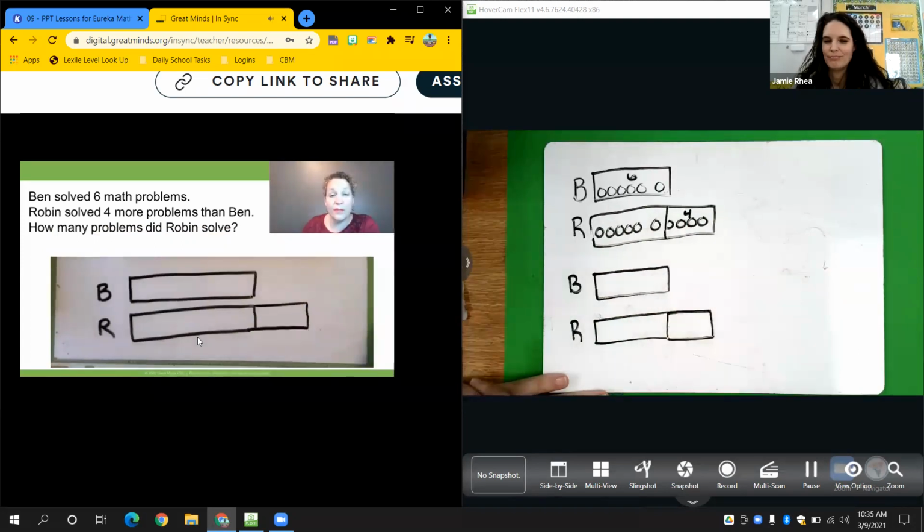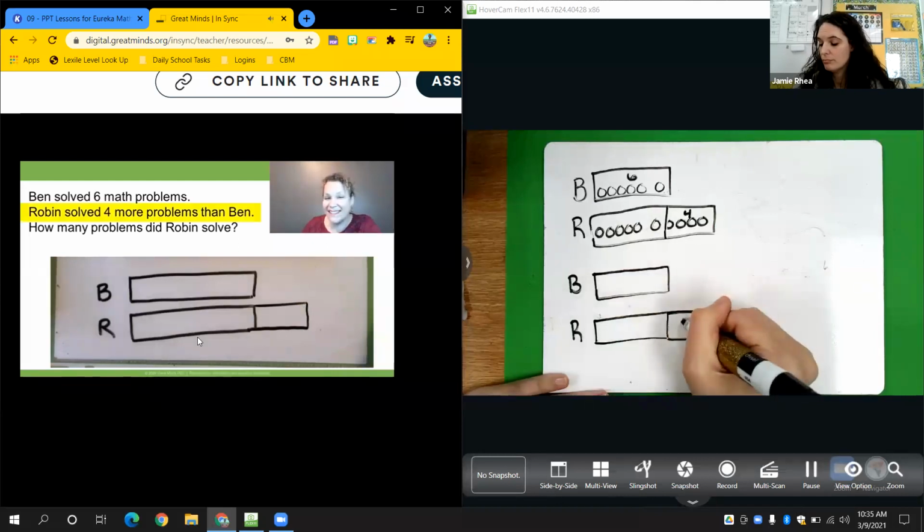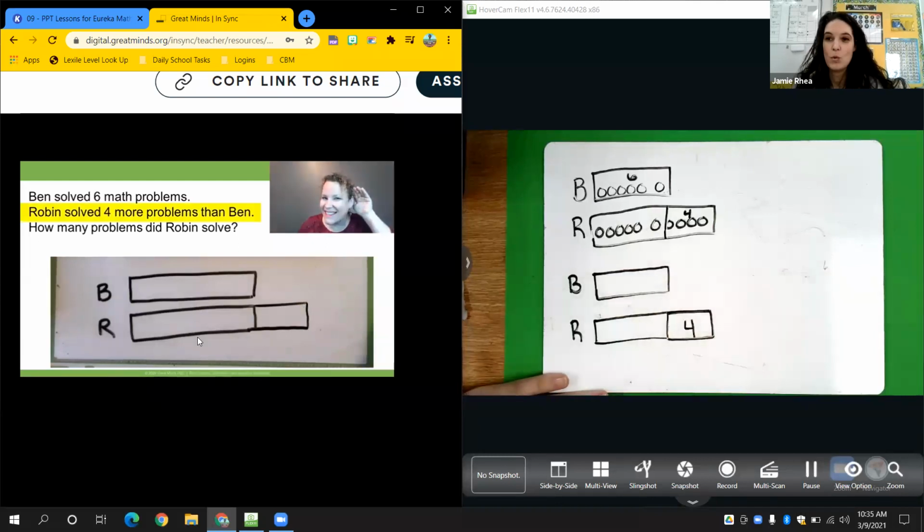How many more problems did Robin solve than Ben? 4. She solved 4 more problems. Will you point to the tape where I should write 4? We should write 4 right here. I'm going to pause for a moment and give you a chance to catch up with me. Can you make your whiteboard look like my whiteboard? Be sure to include B for Ben and R for Robin.